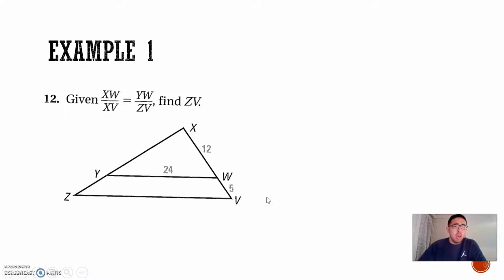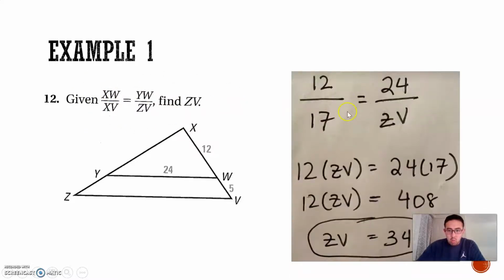For problem number 12, we have xw over xv is equal to yw over zv. If we want to find zv, what we can do is just do the cross product. Here is my work. First I set it up, 12 in for xw and 17 in for xv, because 12 plus 5 is 17, and I have 24 over zv.